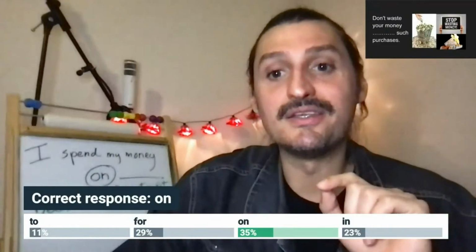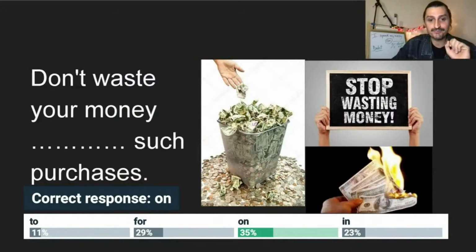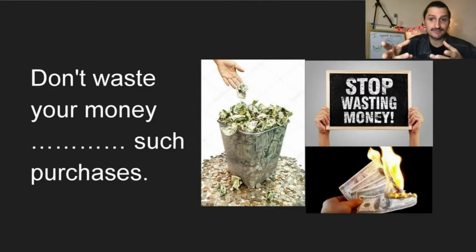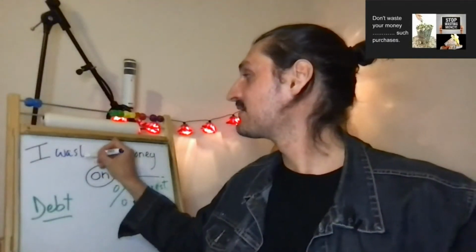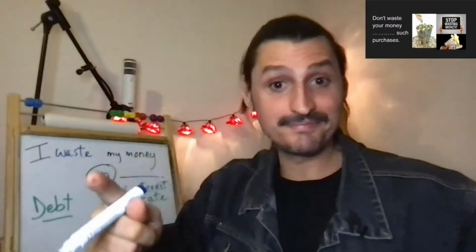So waste money on. Another word here is purchases. Purchases means when you buy something, you purchase it. A purchase can be used as a noun, or it can be used as a verb. A purchase is something that you buy. If you give money and you get the product, it's a purchase. So waste money on something. Spend money on, waste money on. I waste my money on blah, blah, blah.